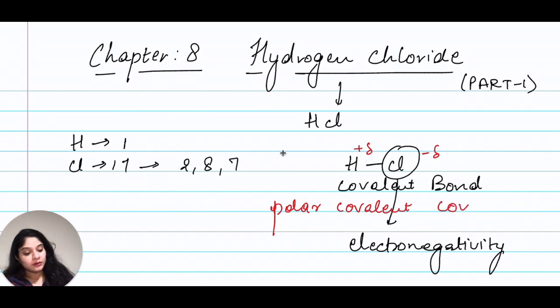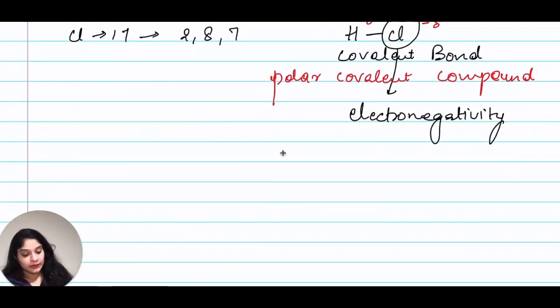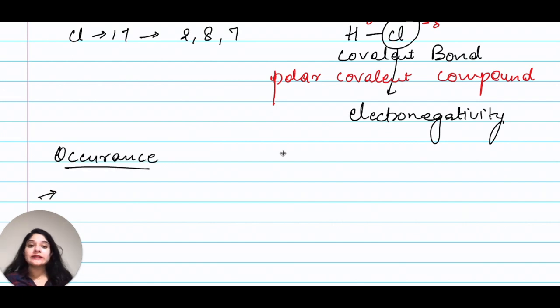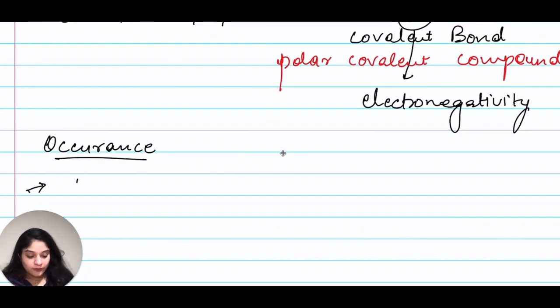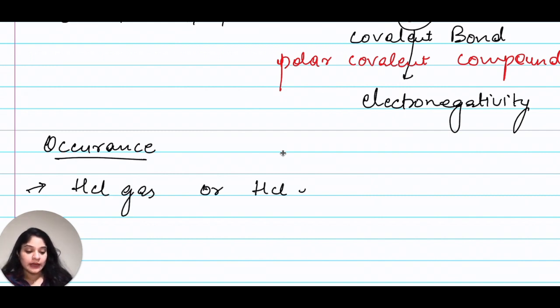covalent compound. Now, if we think about the occurrence, in what forms can HCl occur in nature? So, occurrence. The first thing is that it can occur as an acid or it can occur as a gas. So you can have HCl gas or you can have HCl acid. It can occur in both the forms.